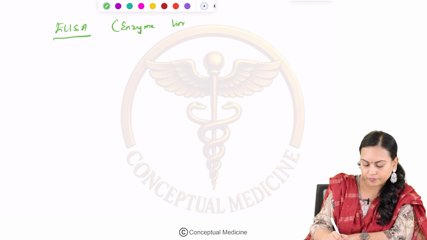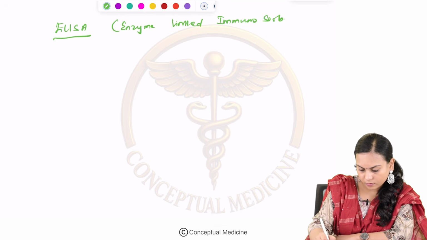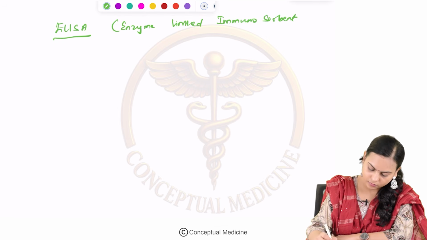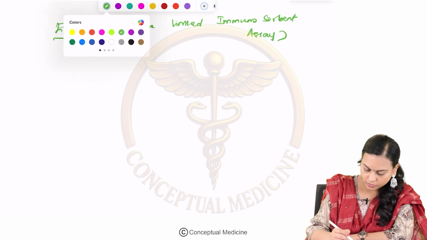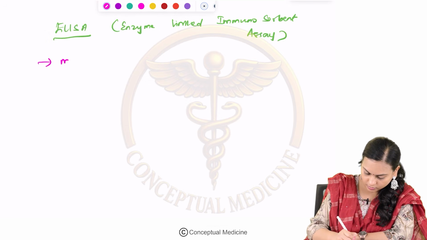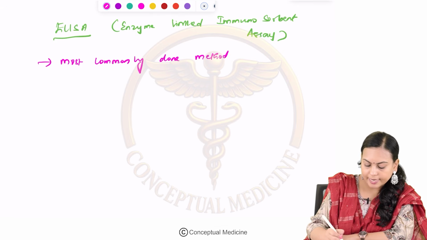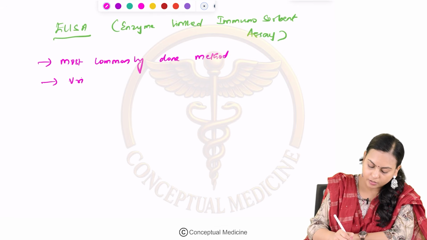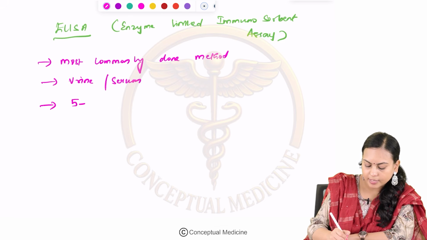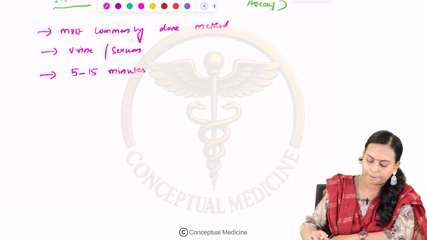Next is ELISA, enzyme linked immunosorbent assay. So this is the most commonly done method. It can be done on urine or serum and the results can be obtained between 5 to 15 minutes.